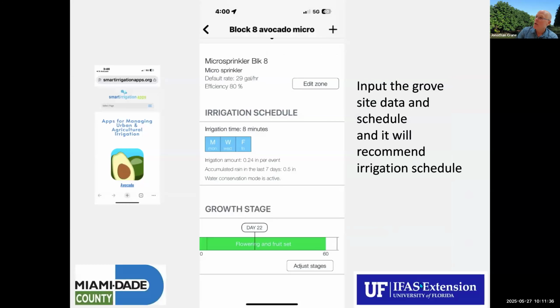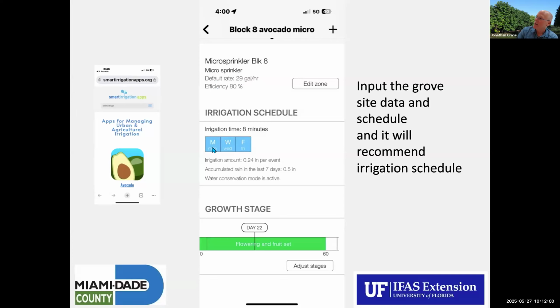So this is just showing you the apps for managing urban and agricultural irrigation. As I said, if you go up and search smart irrigation apps, University of Florida, you should hit it. This is just showing you a micro sprinkler. This is the avocado app. And this is the amount of water the sprinklers can put out, 29 gallons per hour. It has an efficiency of about 80%.